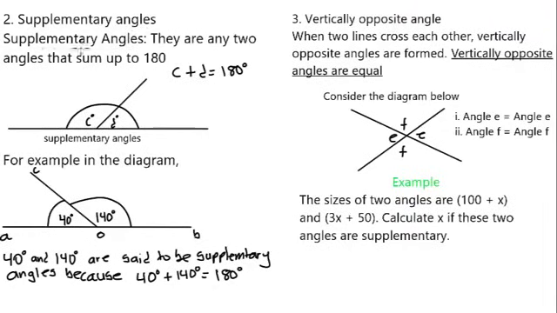Now let's move on to the second one, that is supplementary angles. And we are saying that supplementary angles, they are any two angles that sum up to 180. So over here, we can see a straight angle over here. And we have angle C and D on this straight line.